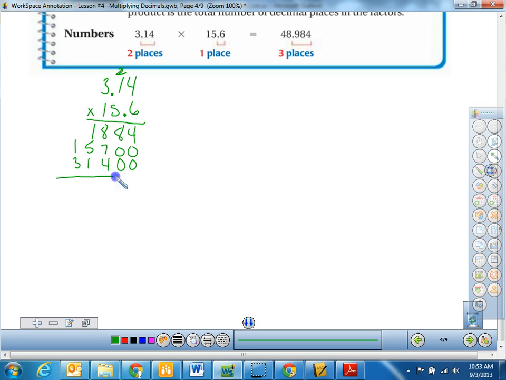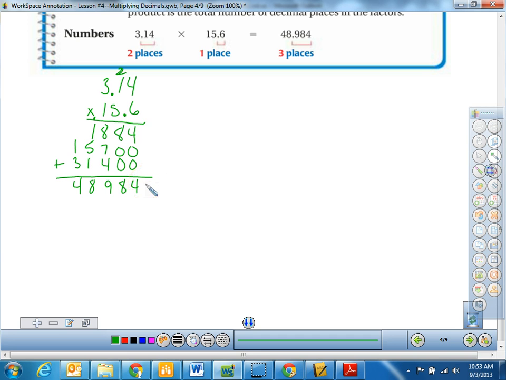So now I'm just going to add these together. 4 plus 0 is 4. 8 plus 0 is 8. 8 plus 7 is 15, plus 4 is 19, so the 9 goes down, the 1 goes up. 1 plus 1 is 2, plus 5 is 7, plus 1 is 8, and then 1 plus 3 is 4. So now I have 48984.